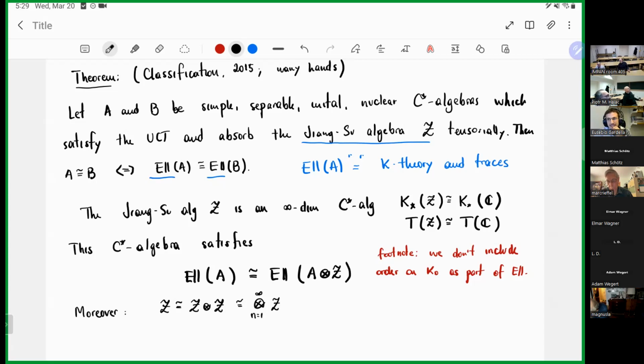For instance, if you have some kind of retraction on the level of the Elliott invariant, does it imply that you have some retraction on the level of C*-algebras? Actually, yes. I don't know this. I must admit, I'm not really the right person to ask.